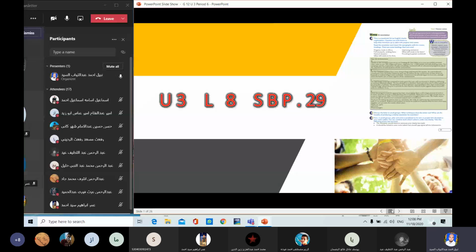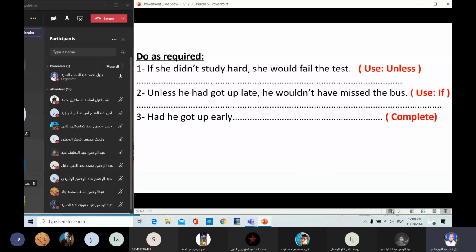Let's start with warming up, revising the third conditional tense, or the third conditional with if and unless. Let's see who can answer these questions. Do as required. If she didn't study hard, she would fail the test. Use unless. So you are going to replace if with unless. If not means unless. So you have to delete the negative. Pay attention, unless follows the same types for the three conditionals: first conditional, second conditional, and the third conditional.